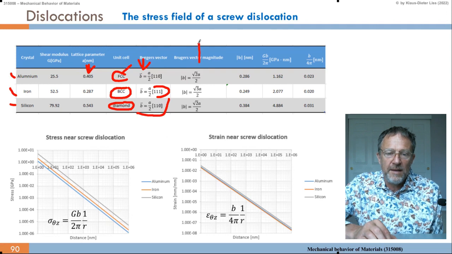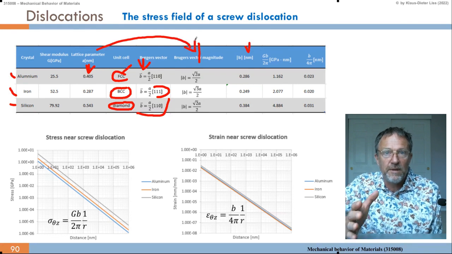These are now the magnitudes of the Burgers vectors. So a/2 times square root of 2. This square root of 3 is the cube diagonal, half the cube diagonal, because we have the atom in the middle, and here also half the face diagonal. Resulting in these numbers, if you put the a's into here.